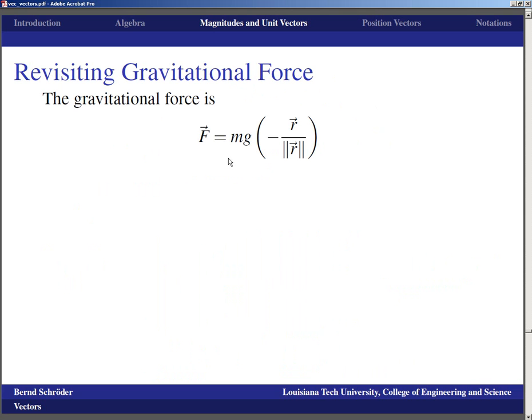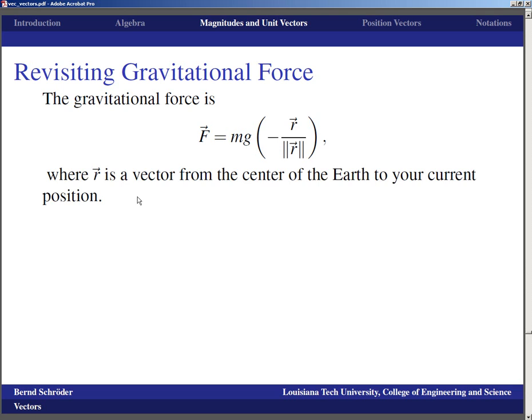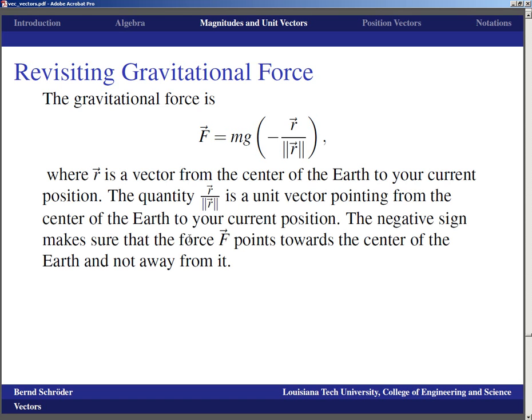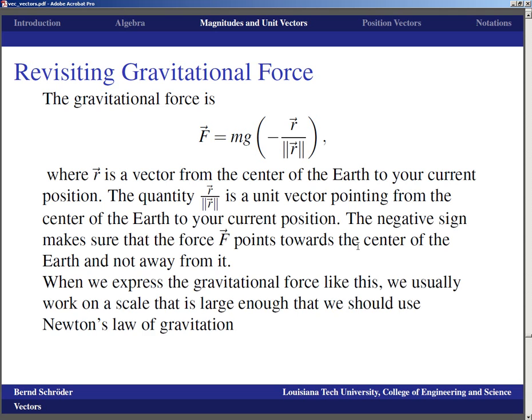The gravitational force that acts on your body actually is F equals m times g times negative r over ||r||, where r is a vector from the center of the Earth to your current position. The quantity r over ||r|| is a unit vector pointing from the center of the Earth to your current position, and the negative sign makes sure that the force points towards the center of the Earth and not away from it, meaning it points downwards.